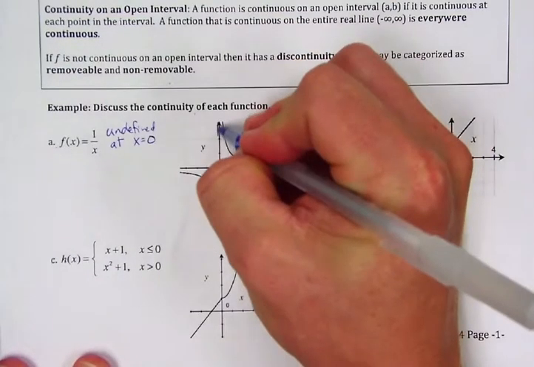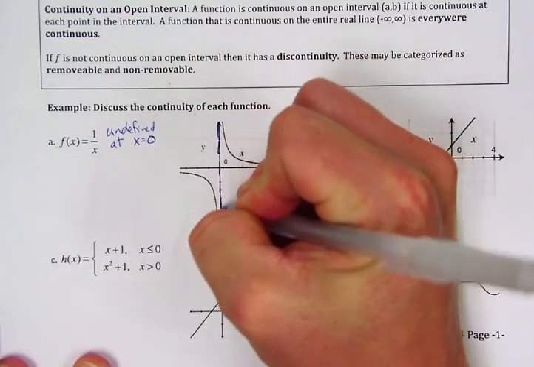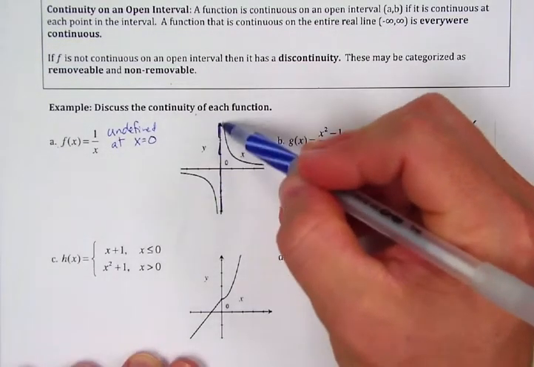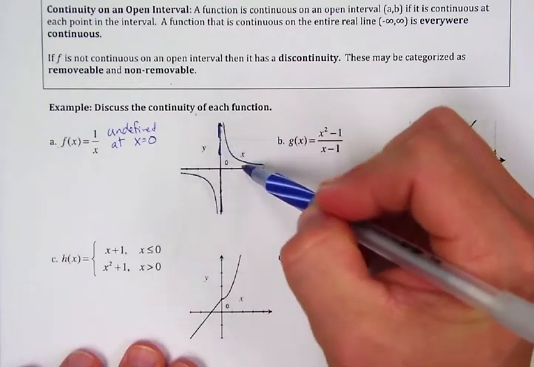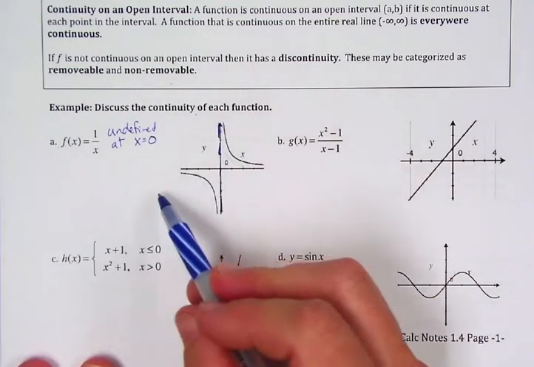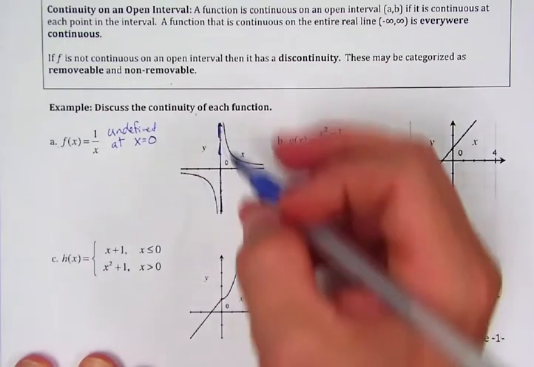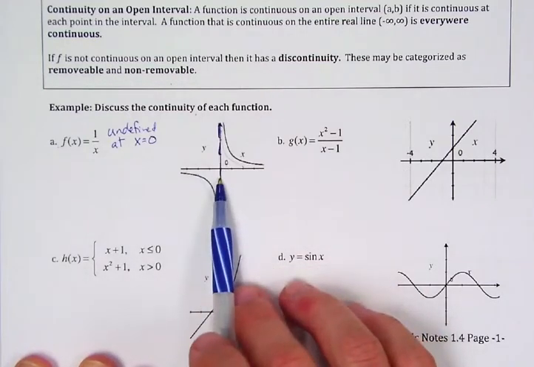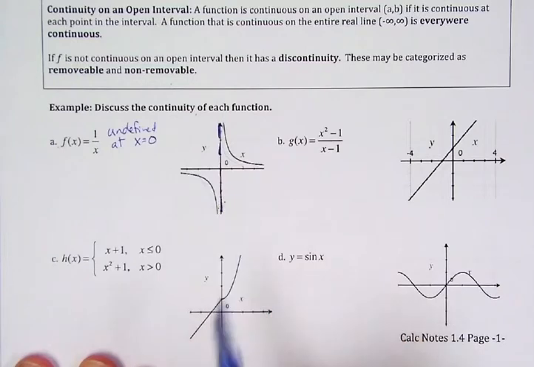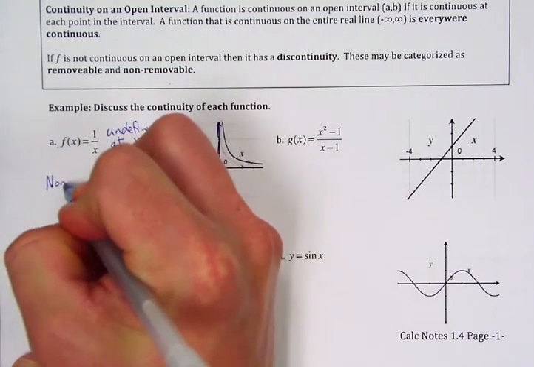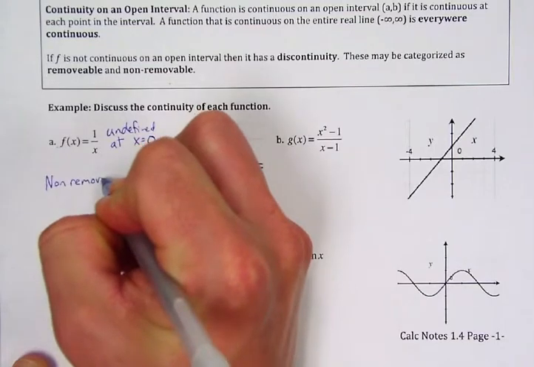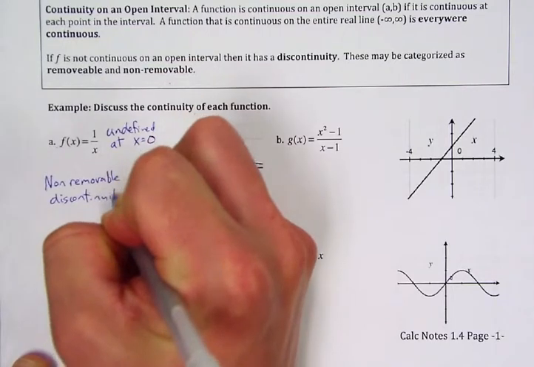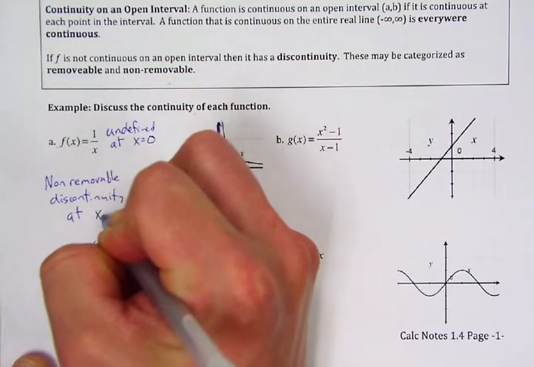We can also see here, we have a vertical asymptote right there. And so the value we can see is going to be undefined, and the limit also doesn't exist. But it looks like everywhere else it's going to work. So we would describe the continuity. Is this removable or non-removable? Well, in this case, this is a non-removable discontinuity at x equals 0.